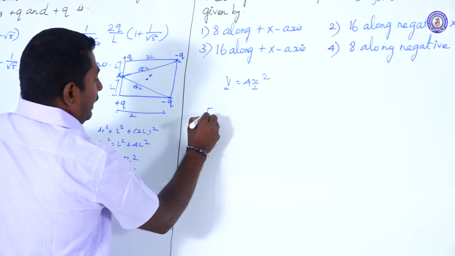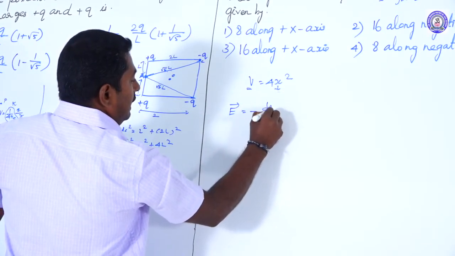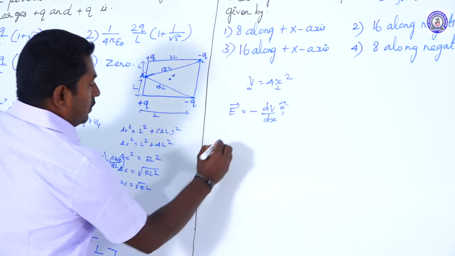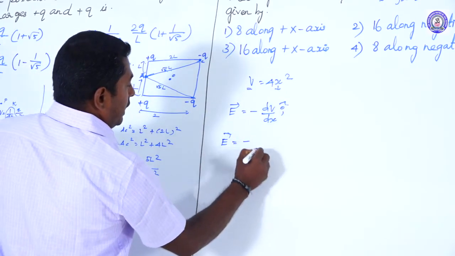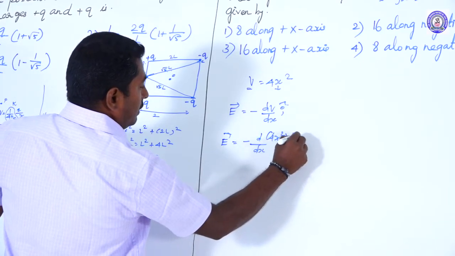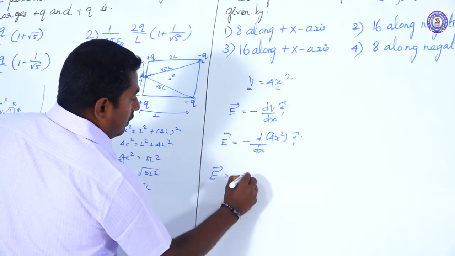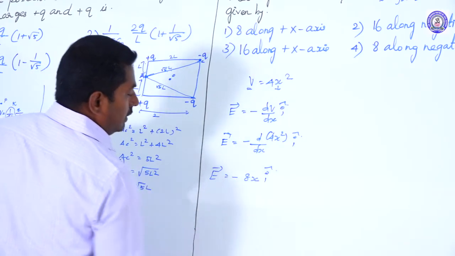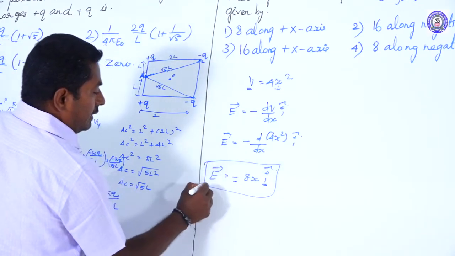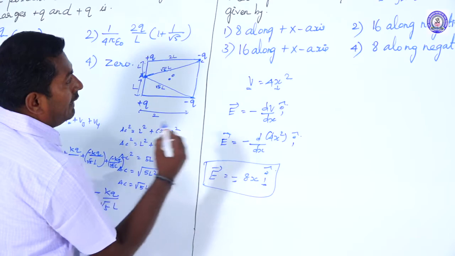So electric field intensity E vector is equal to minus dV divided by dx along the x axis only. Therefore E vector is equal to minus d divided by dx of V value 4x square along the x axis. So E vector is equal to minus 8x along the negative x axis. So the resultant electric field intensity is minus 8x i cap.